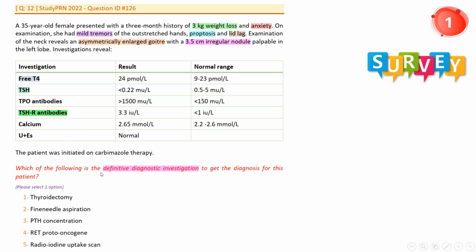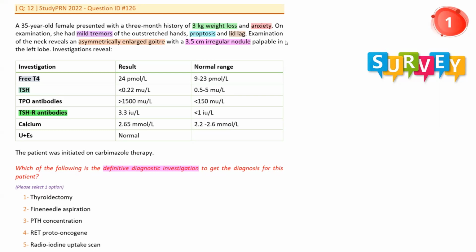Which of the following is the definitive diagnostic investigation to get the diagnosis for this patient? Fine needle aspiration, or radioiodine uptake scan. Fine needle aspiration, because I want to diagnose whether the nodule is malignant or not. Someone, Dr. Chavan, chose radioiodine uptake, because it's already Graves, so radioactive iodine will give us nothing. Yes, this is correct.